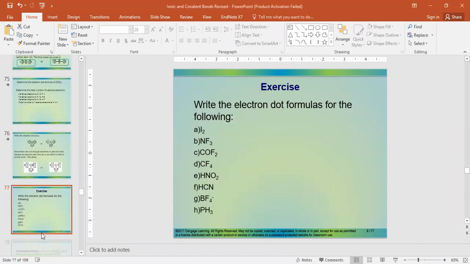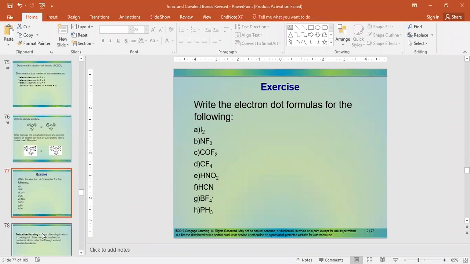If we move on, then we do have an exercise here, and the exercise requires you to write the electron dot formula of iodine, nitrogen trifluoride, carbonyl fluoride, because the other one was a carbonyl chloride. We also have tetrafluoromethane, which is also known as carbon tetrafluoride.